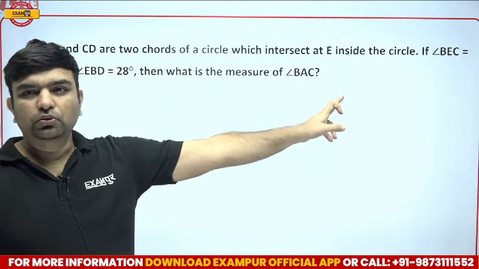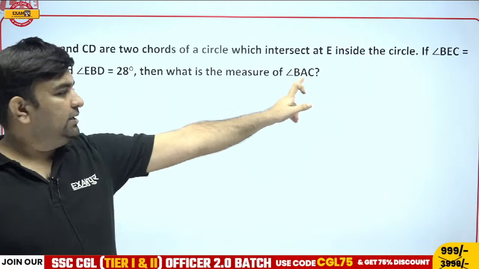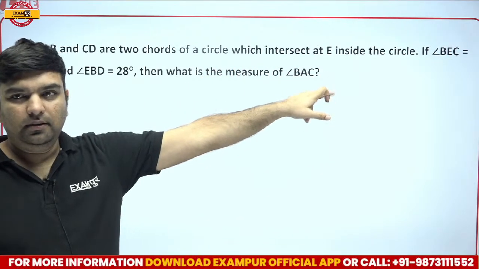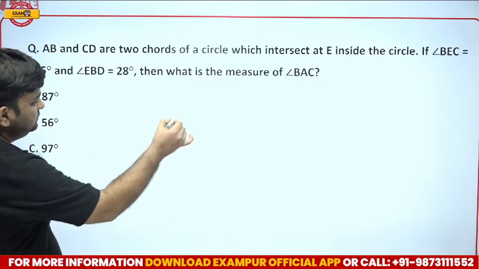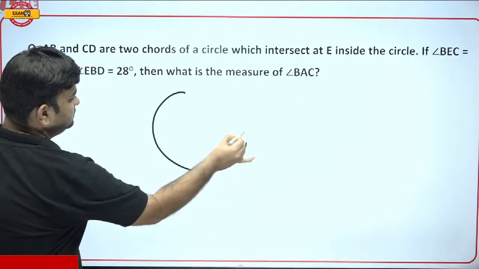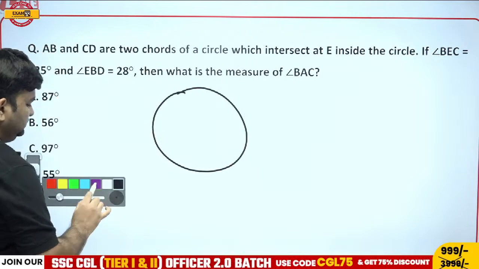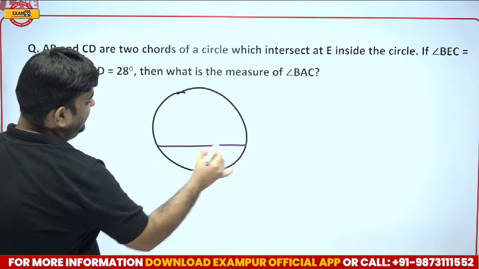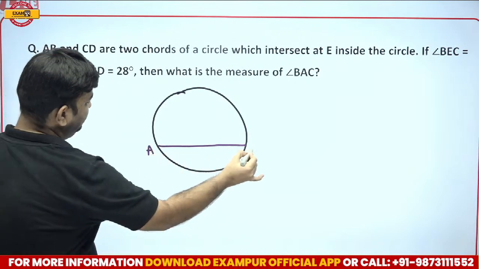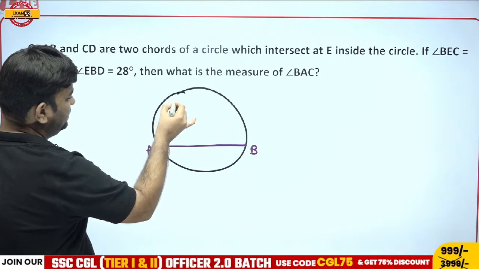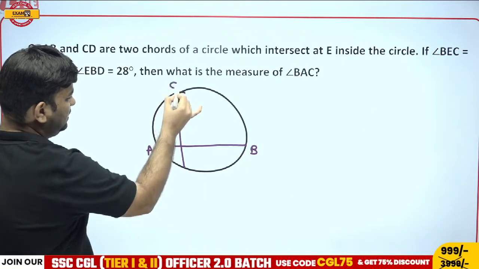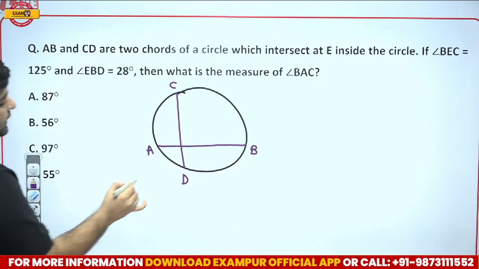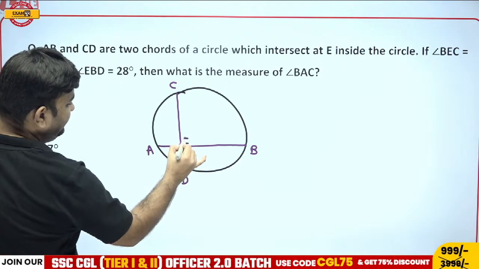AB and CD are two chords intersecting at point P inside the circle. Make them anywhere, randomly.